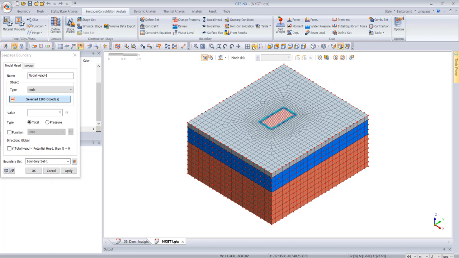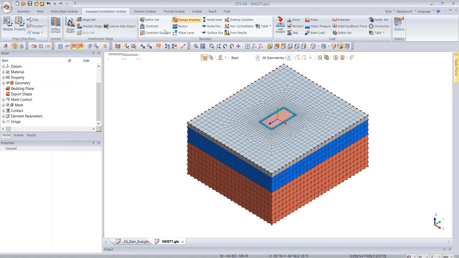So this will be our head, and we make it zero if we want the water level to be here. We will leave it at zero and we check no problem, and we call this steady state. So the water level will be here at zero and it will start to decrease, and we can check it on our problem, in our excavation, to see the dewatering, and we say apply close.